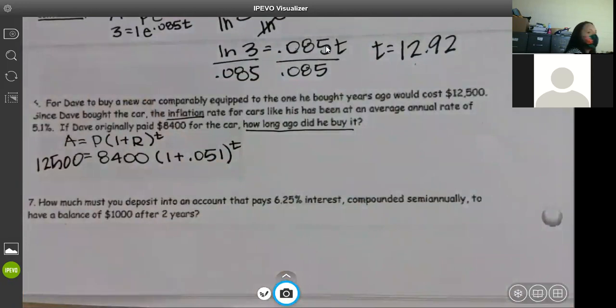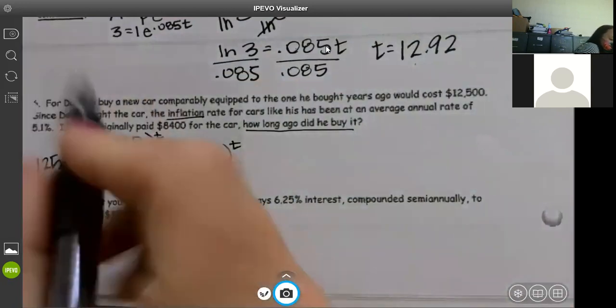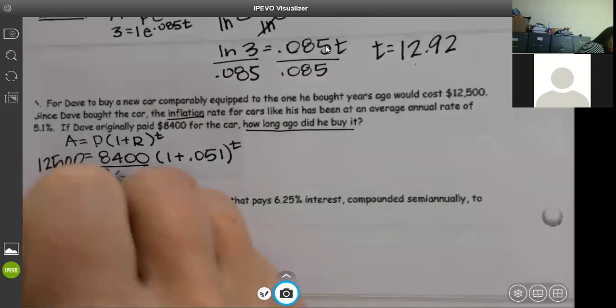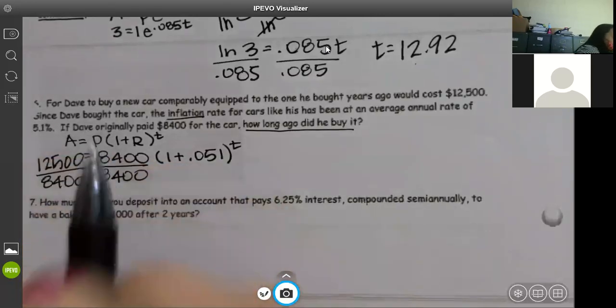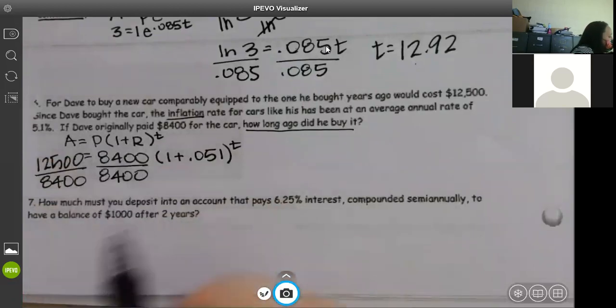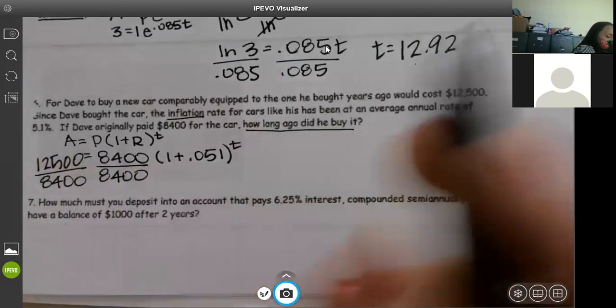Is everybody good? Now it's just solving it. So the problem is I have that power up there that I need to solve for, so I need to get that power down, so we need to think about how we get it down. The first thing you need to do is get it by itself. So how do I get it by itself? What's the first thing I need to do? It's just like the other problem. Divide by 8,400. $12,500 divided by 8,400.